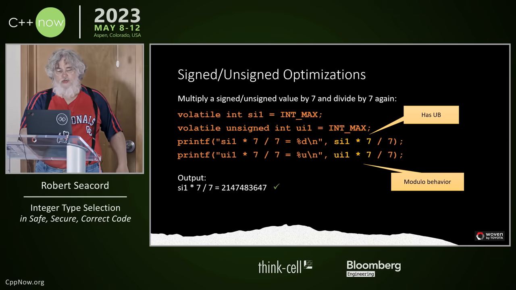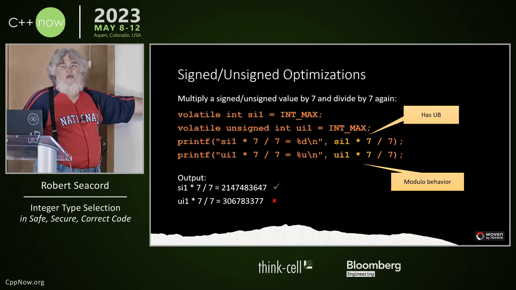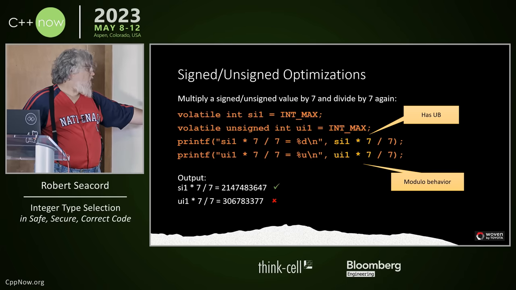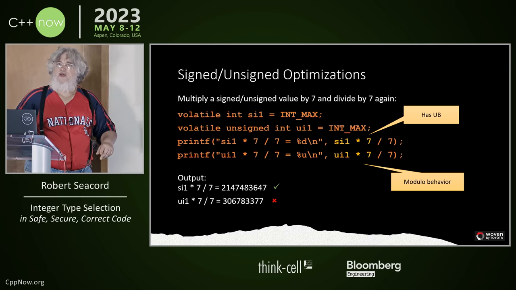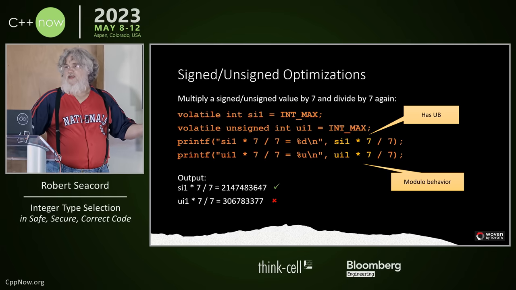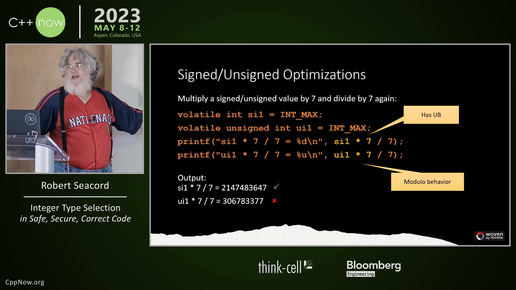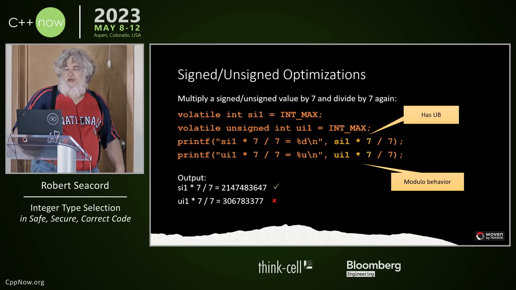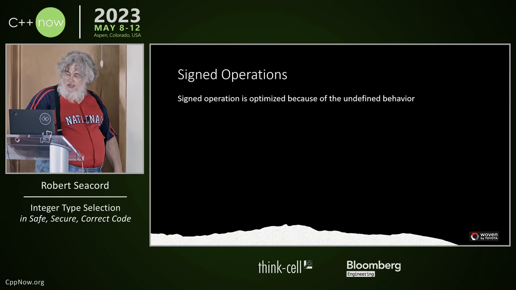Okay, so the results are: for the signed in an optimized build, you get the correct result. And for the unsigned, you get the correct result, but you get the mathematically incorrect result, okay? So this is not the mathematical result. That could be a little surprising to folks. So what's going on here exactly?